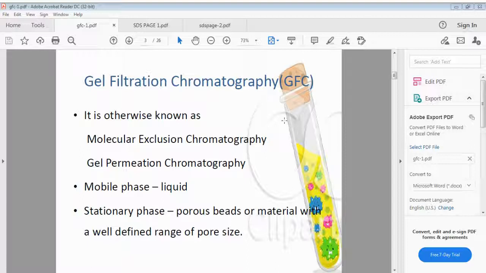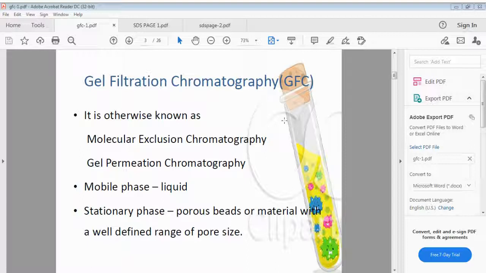Okay, so gel permeation, the other name given for gel filtration chromatography, is gel permeation chromatography. Permeation means it permeates certain molecules, not only the water. Here, for example, protein molecules. So what is the objective? We are going to separate a mixture of proteins based upon the size.